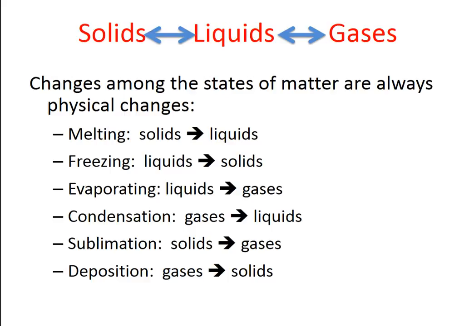So let's look at solids, liquids, and gases. These are the states of matter, and we'll talk about the changes that these states of matter undergo. These changes are always physical changes. So the first one is melting. In melting, the solid changes to liquid. In freezing, the liquid changes to solid. So these two are opposite each other.